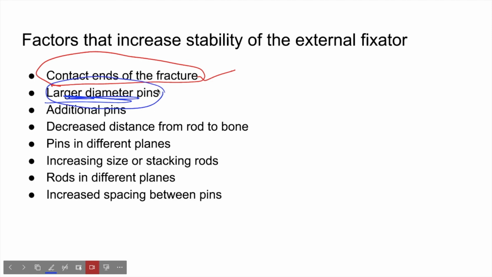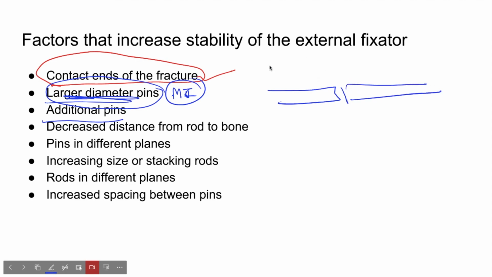This is the single most important factor. The important factor is the diameter of the pins. The more number of pins that you use, the more stable the external fixator. You have to decrease the distance from the connecting rod to the bone. The distance has to be reduced as much as possible from the bone, which will increase the stability.